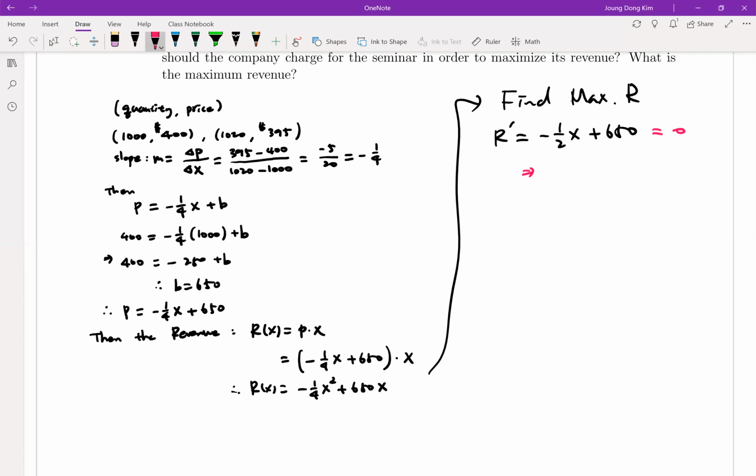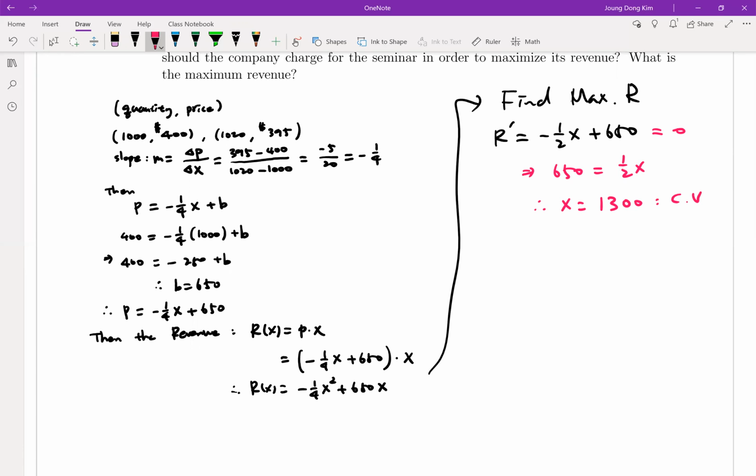Then 650 equals 1/2 x. I added 1/2 x on both sides and multiplied by 2 on both sides. Then your x must be 1,300. This is your only critical value, right? Then we have to verify whether this gives you the maximum or minimum. There are two ways: we can use a sign chart or the second derivative test.